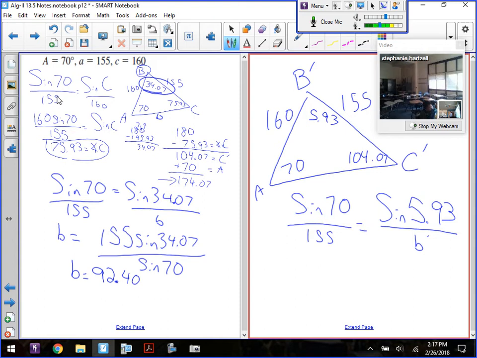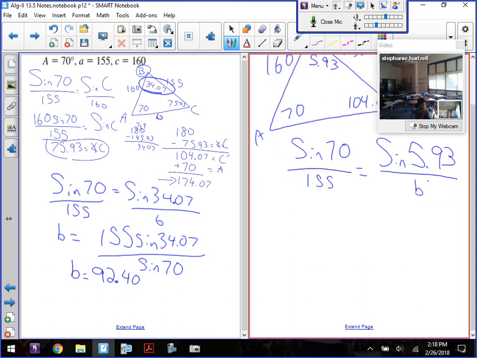Mm-hmm. Yep. Yeah. Yes, ma'am. It'll work that way. Because if the supplement doesn't fit, then it won't work. Because here, when I had the smallest angle, it had the smallest side, that 92.4. The biggest angle was the 75, and it had the longest length. It'll do the same thing over here, because we have the 70 to the 155, the 104 to the 160. When I do this, it'll be short. I think it's like 3. Did you guys get like 3 point something, I think?